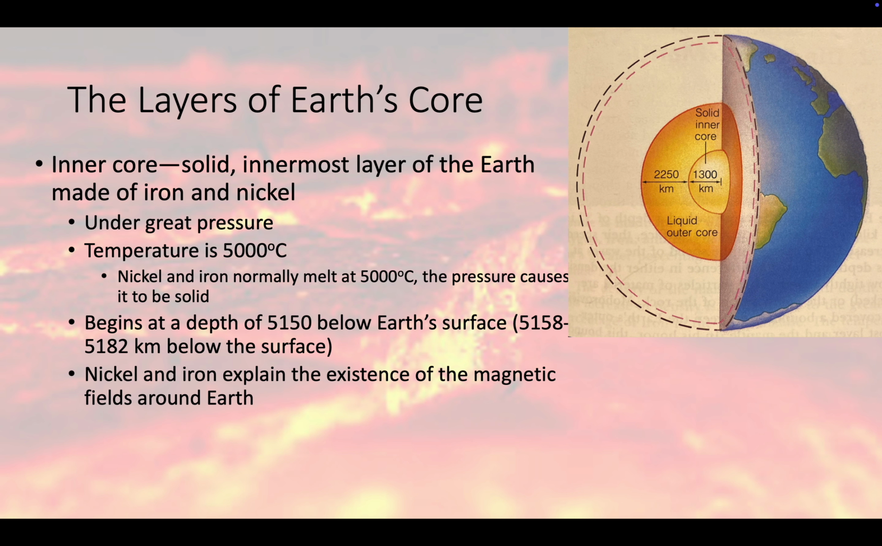Okay, so the inner core. The inner core we have determined is solid. It's our innermost layer of the earth, and it's made of nickel and iron. The reason we think that is because of those tests that we've done, because of the speed of the P waves traveling through them. The temperature is 5,000 degrees. We determined that nickel and iron normally melt at 5,000.